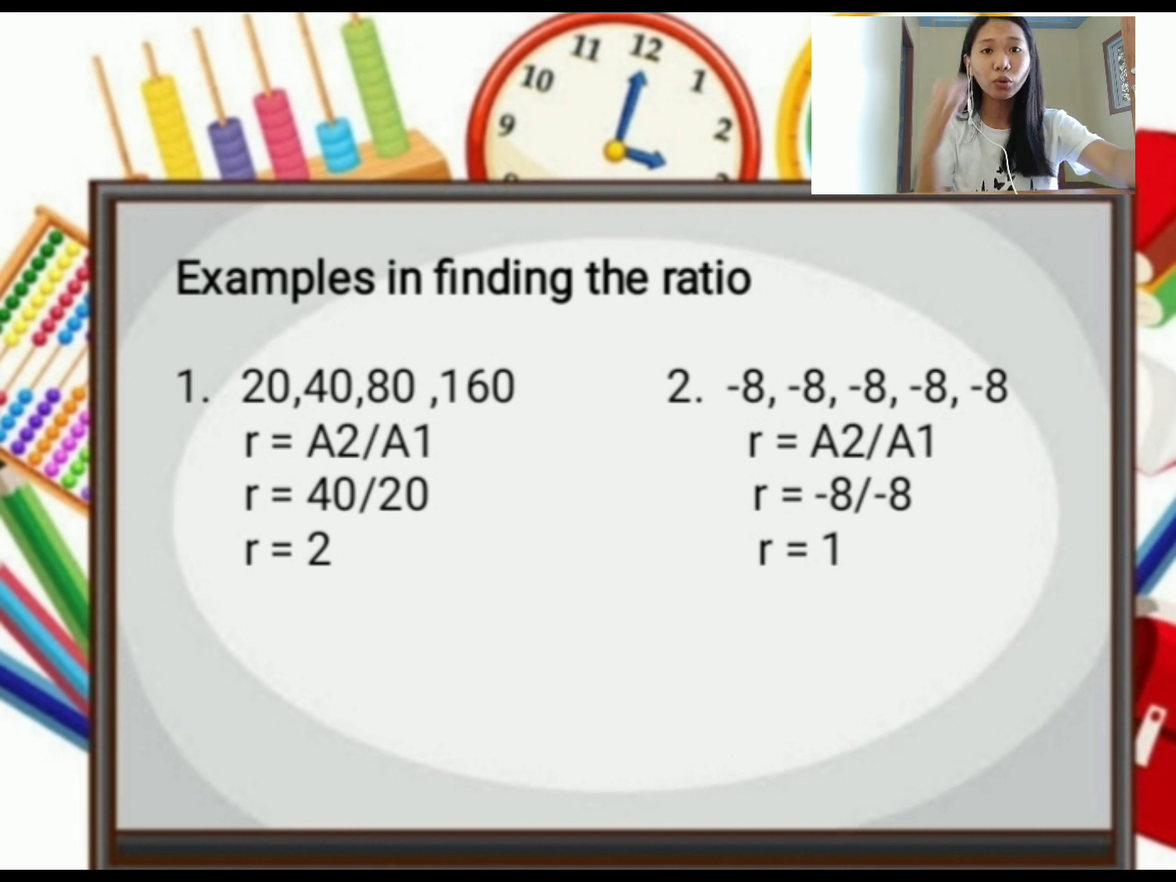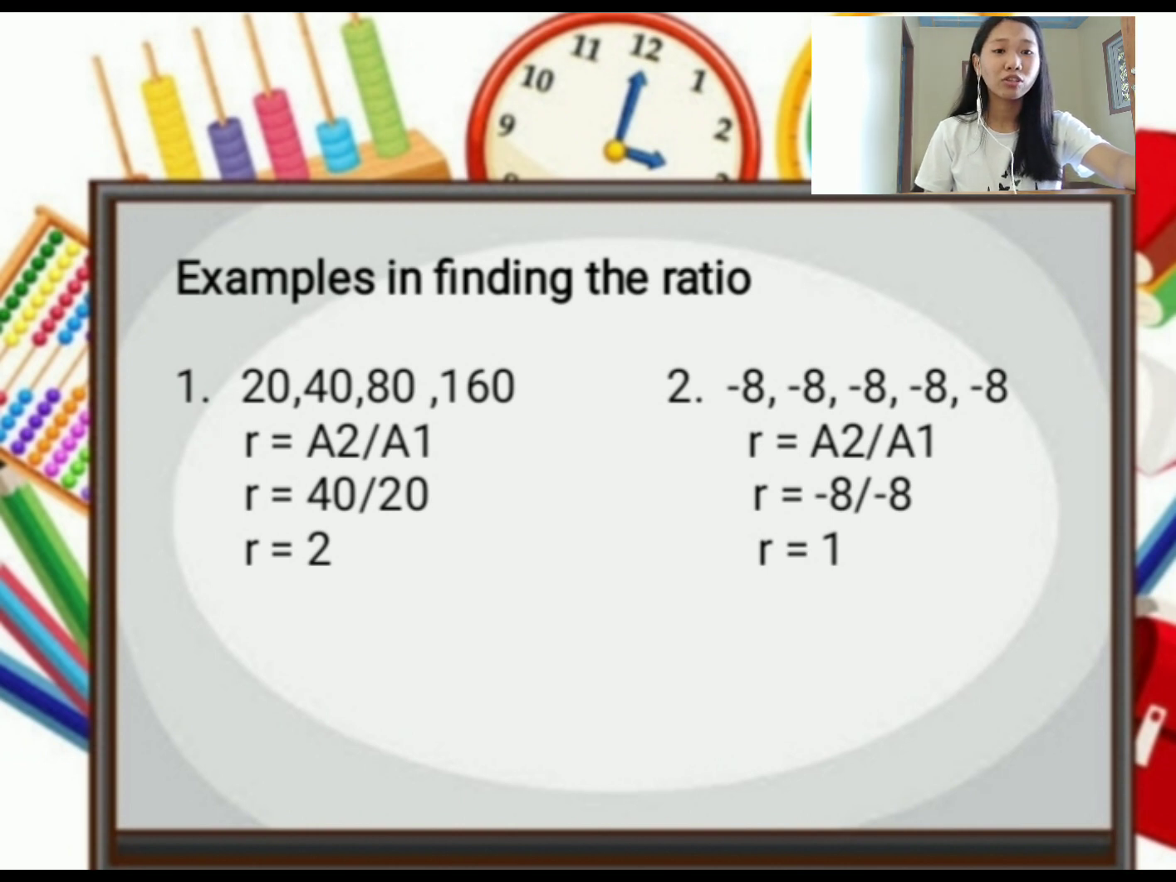We have here two examples of geometric sequences for finding the ratio. Our example number 1 is 20, 40, 80, 160. In finding the ratio, we divide the second term by the first term, and the ratio of example number 1 is 2.